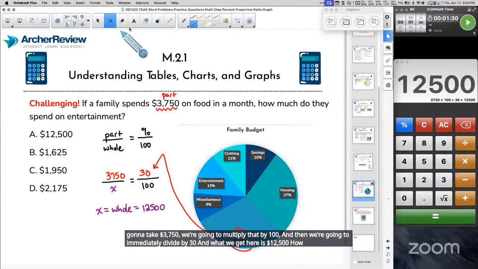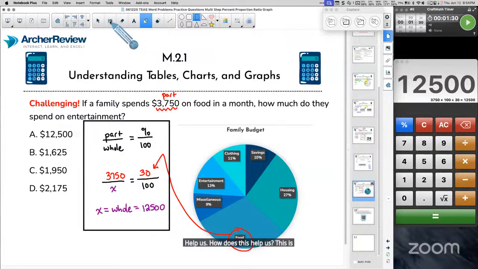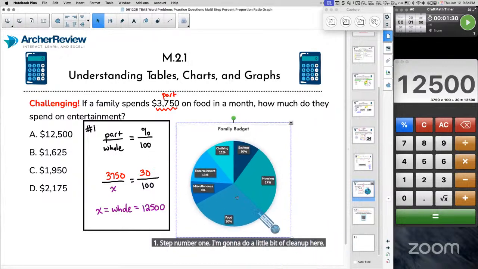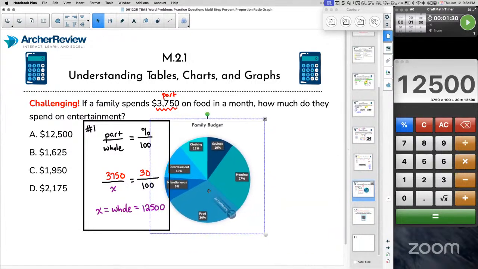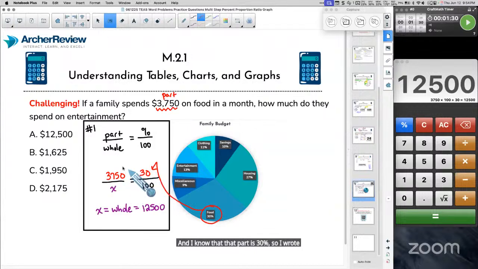How does this help us? This is just step number one. I'm going to do a little bit of cleanup here. So I used the food, which is the part, and I know that that part is 30%. So I wrote 30 out of 100. I used that to find the whole.